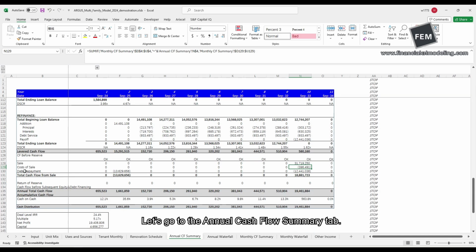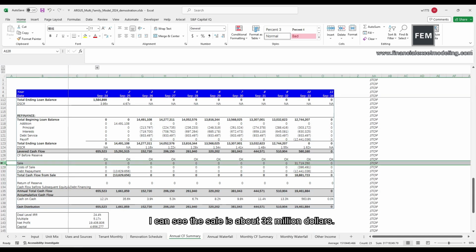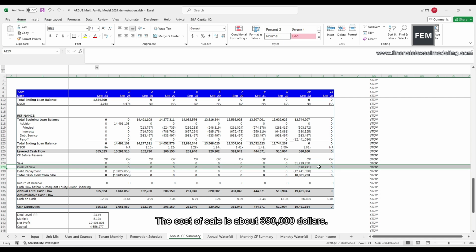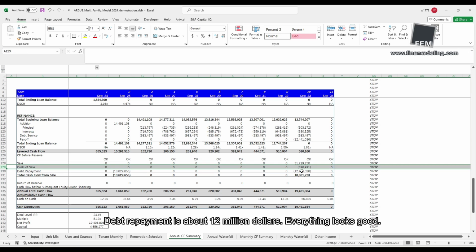Let's go to the annual cash flow summary tab. I can see the sale is about $32 million. The cost of sale is about $390,000. Debt repayment is about $12 million.